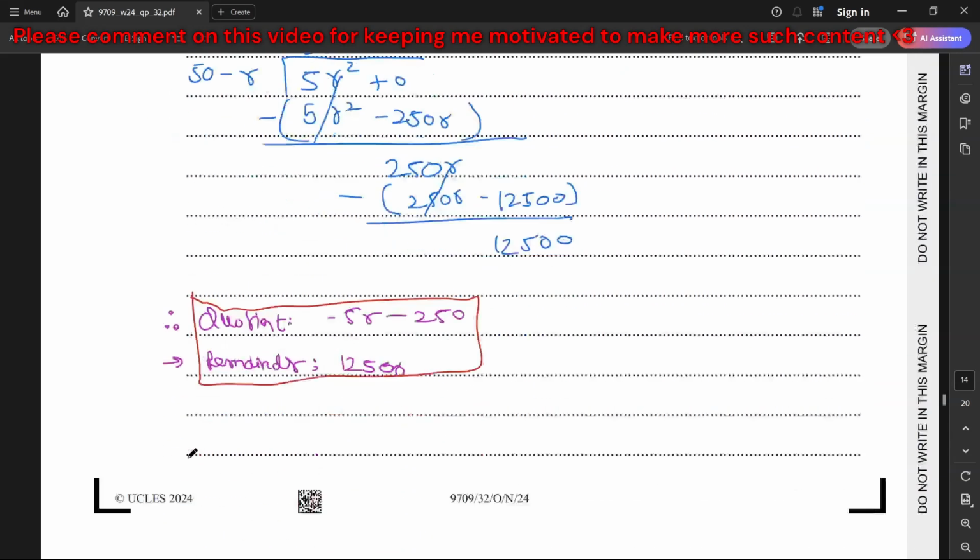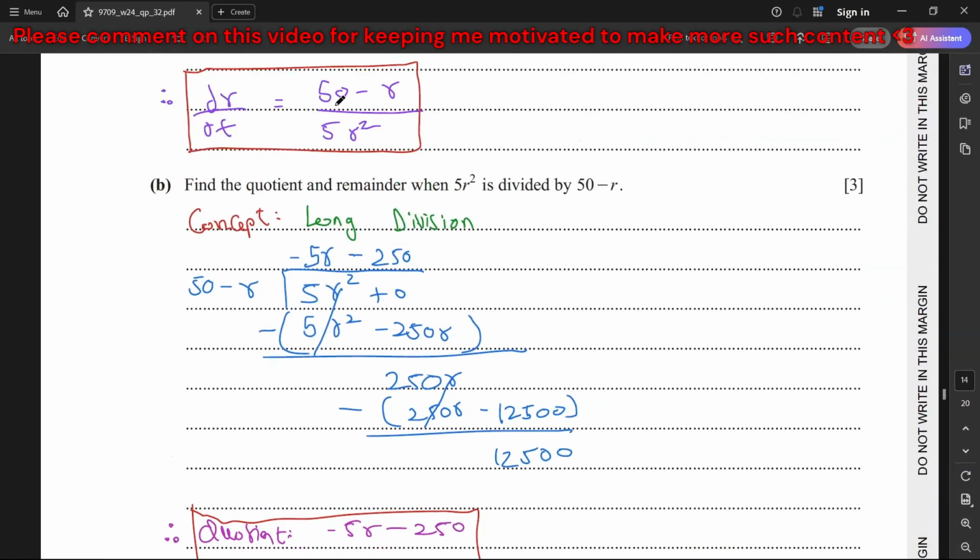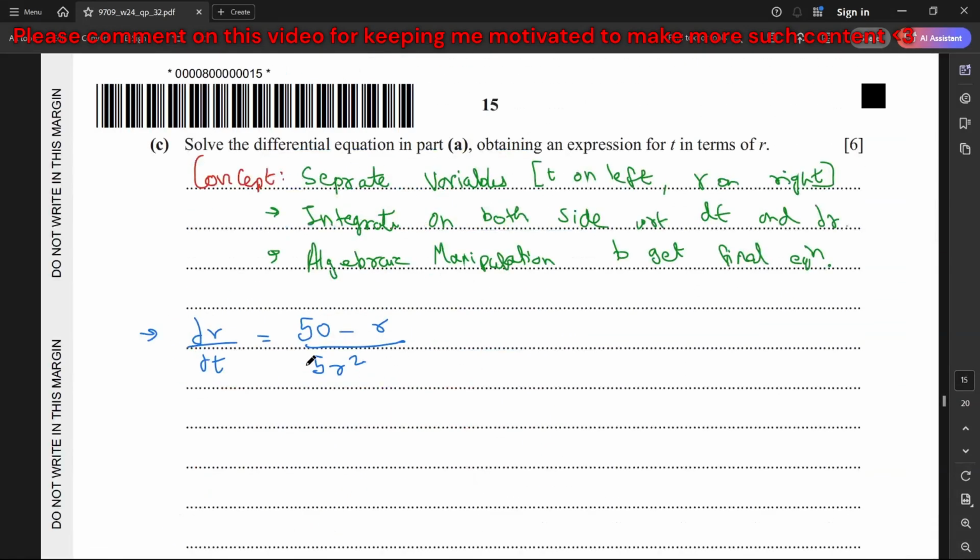Okay. Now for part C, it is saying that we have to solve the differential equation in part A and obtain the expression for t in terms of r. So dr/dt was given to you as, if I'm remembering it correctly, (50 minus r) over 5r squared. Let me cross check it. Yes, (50 minus r) over 5r squared.